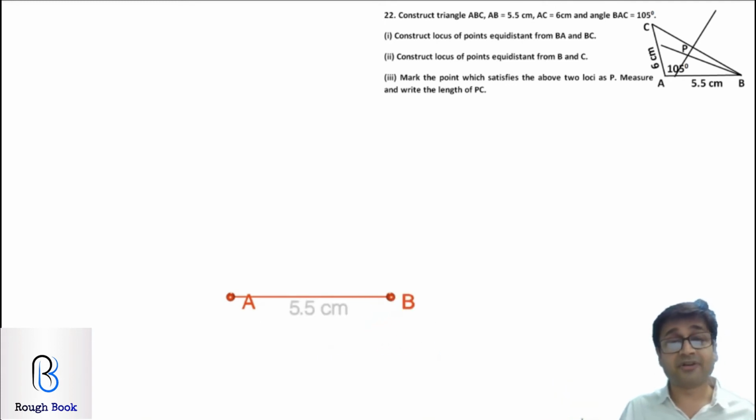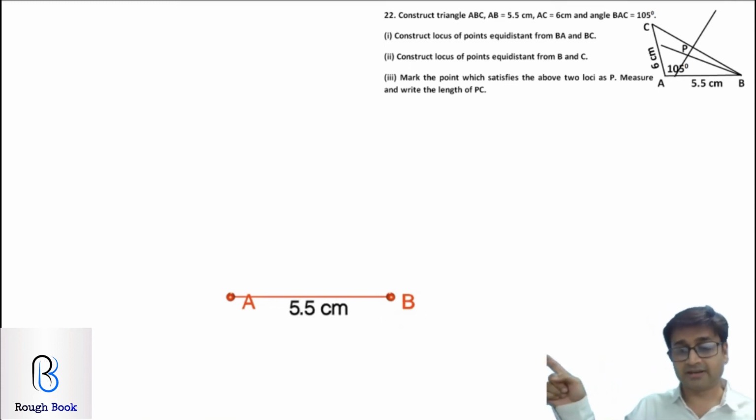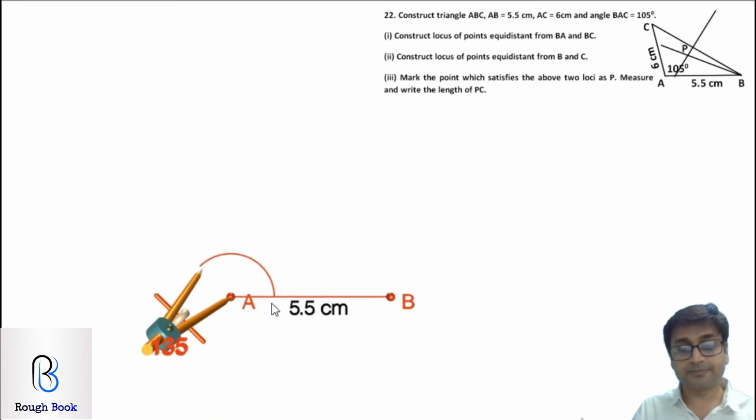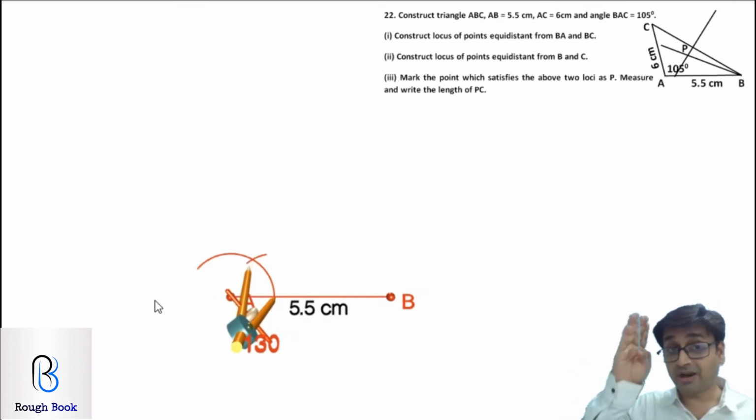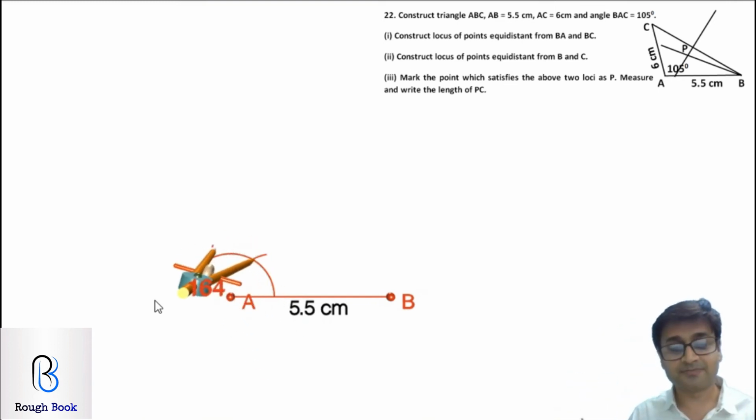And then for 105 degrees, that is angle BAC. So keep your compass on point A like that. Cut an arc. And then keep your compass on this point. Cut one more arc at 60. One more arc at 120. Then 60 and 120 will have to bisect, get 90 first.